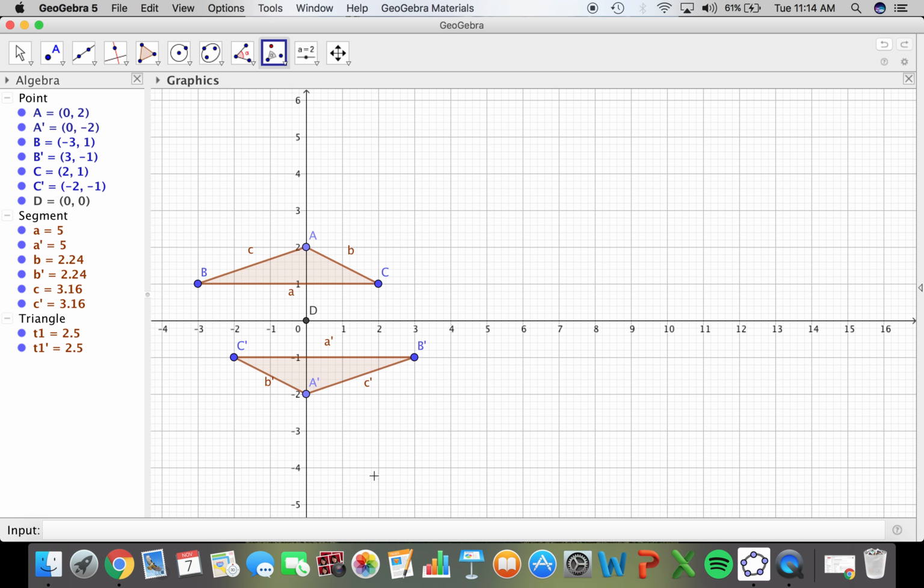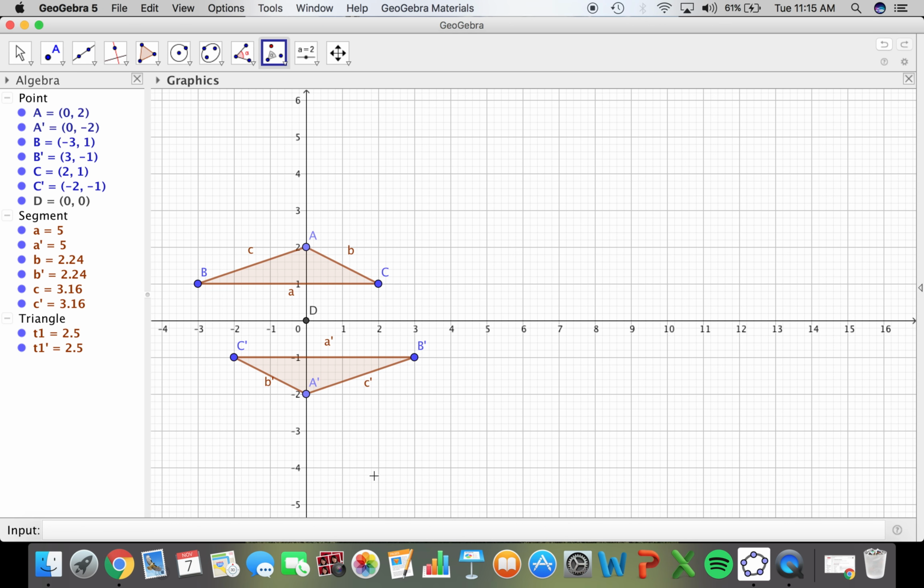So, for example, point A is at 0, 2, and point A prime, which is the rotation, is at point 0, negative 2. Point B is at negative 3, 1, and point B prime is at 3, negative 1. And you can see that this is the same for point C as well. So that's just the general rule for rotations, and this only works when you rotate around the origin.